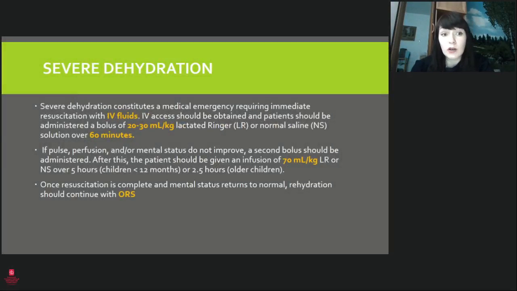Severe dehydration constitutes a medical emergency requiring immediate resuscitation with intravenous fluids. Intravenous access should be obtained and the patient should be administered a bolus of 20 to 30 milliliters per kilogram of lactated Ringer's or normal saline solution over 60 minutes. If pulse, perfusion, and/or mental status don't improve, a second bolus should be administered.